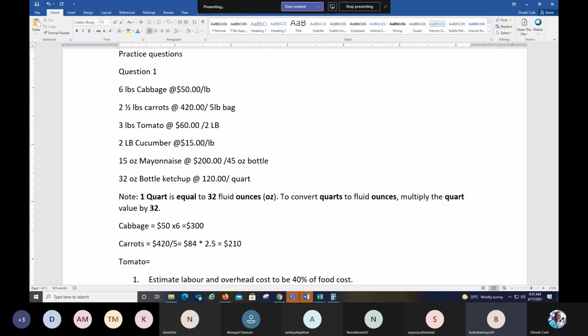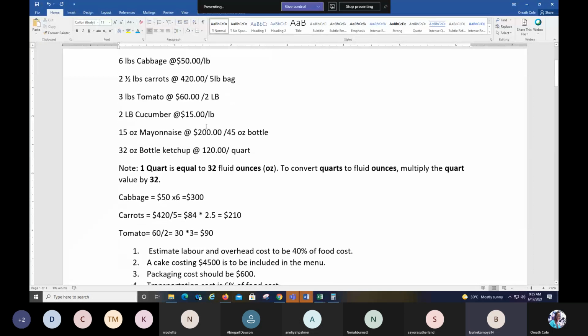All right, good. So how are we going to calculate that now? If you divide the 60 by the 2 pounds, you're going to get 30, and then you multiply it by 3. So we get 90. So that means it's $90 for the 3 pounds of tomato. So we always have to break it down: find the cost of one, then multiply, and you get the cost of what it is asking for.